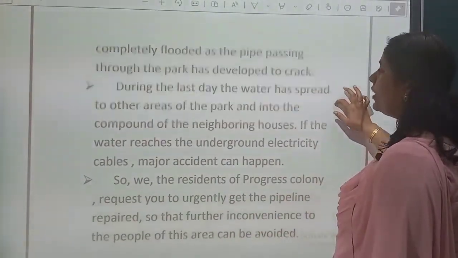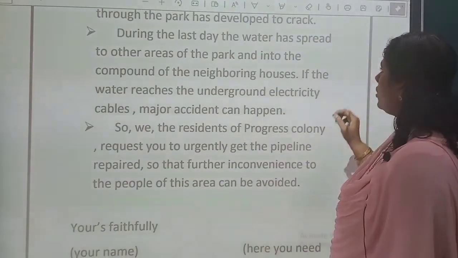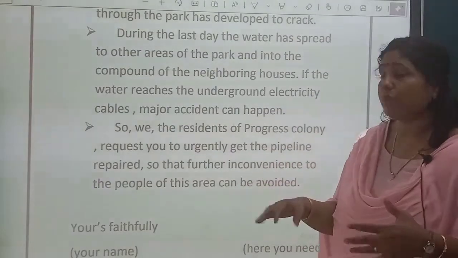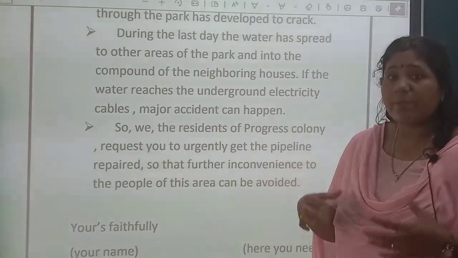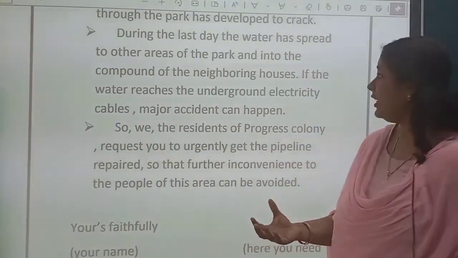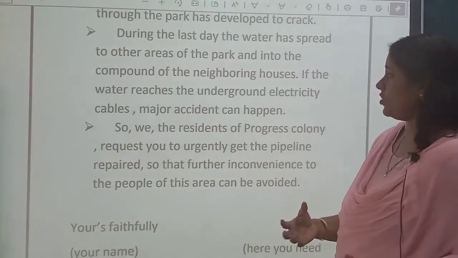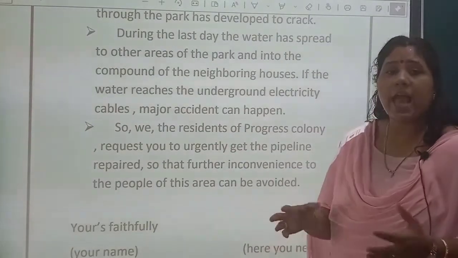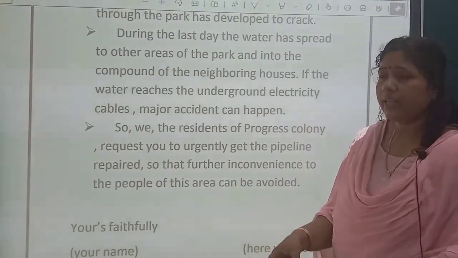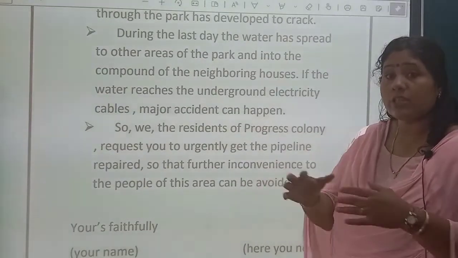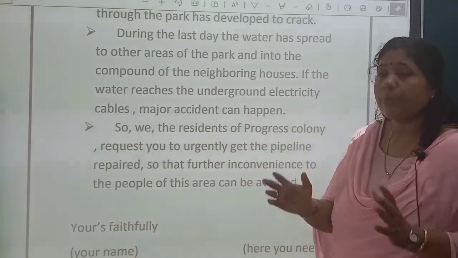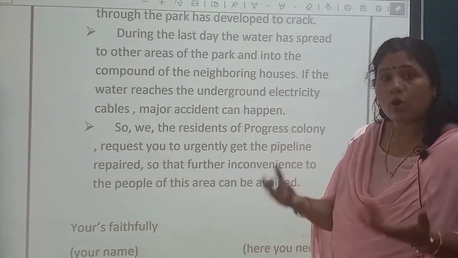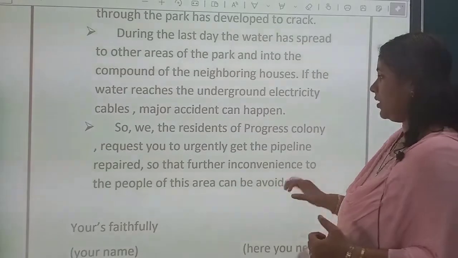Now, during the last day, the water has spread to other areas of the park and into the compounds of the neighboring houses. So very badly the pipeline is leaking. If the water reaches the underground electricity cables, a major accident can happen. Since it is a residential area, the people living there could have an electric shock, and it may even cause death.